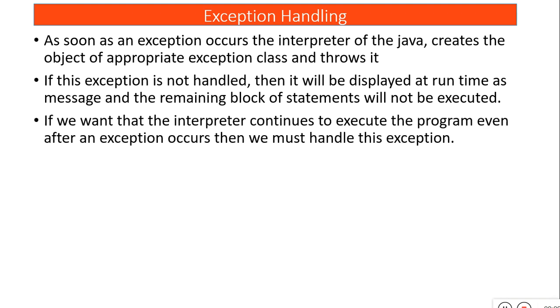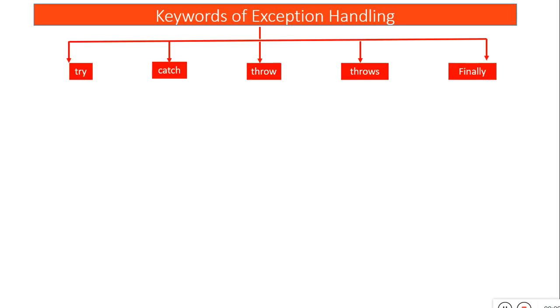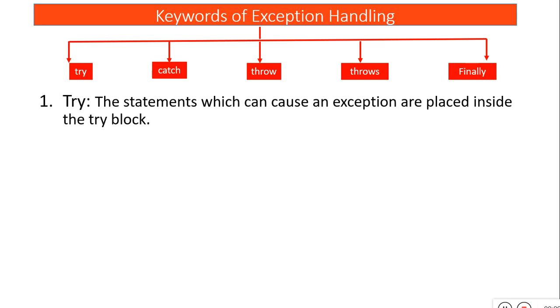If you want to continue the execution of these statements even after that, then you have to implement exception handling. Using exception handling, you can continue the execution of your program even though there is an exception in your program. To implement exception handling in Java, we have 5 keywords: try, catch, throw, throws, and finally. Let's study about these. The statements which can cause an exception are placed inside the try block.